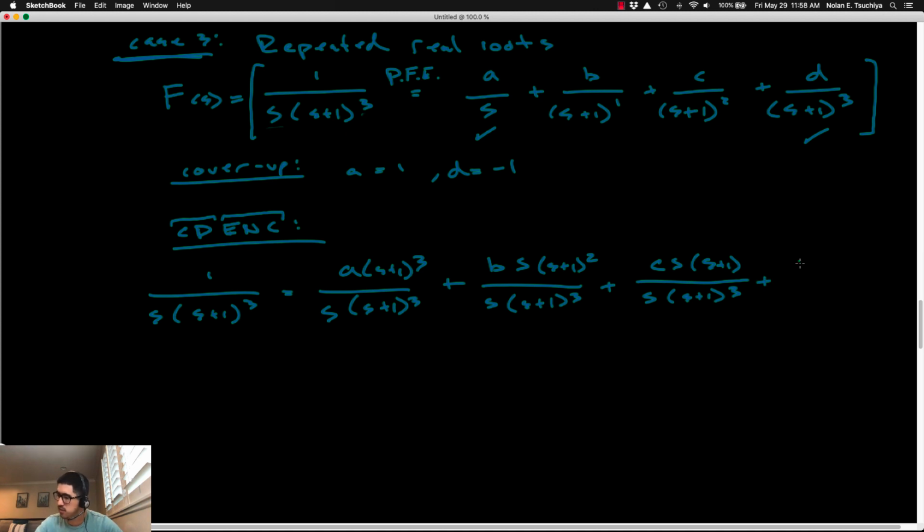And then the last one is the d term, and in the denominator of the d term, I already have s plus 1 cubed. So all I have to do is multiply top and bottom by s. And now I've basically done the first part of this, which is to get common denominators. At this point, if you've already used the cover-up method to find some of the coefficients, you can go ahead and plug those in. So I know that a is equal to 1, and I know that d is equal to negative 1. So I'm just going to plug those in now to keep things a little bit simpler later on.